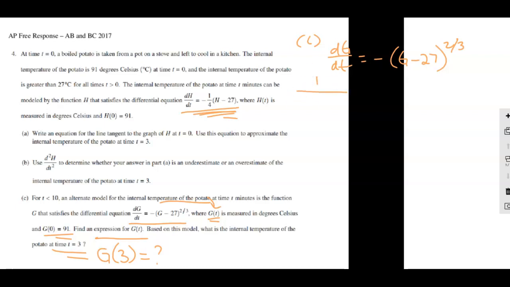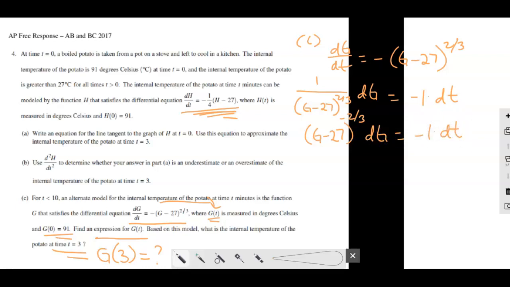Here we go. That chunk with the G minus 27, that's going to have to move over. So (G minus 27) to the 2/3 is going to be on the left with your dG. Then you have just negative 1 dt. Now if you need to, you could rewrite this as (G minus 27) to the negative 2/3 power, negative 1 dt. Let's do a little bit of u-sub work on the side. Right here, your u would be G minus 27. So the du would just be 1 dG. So really the u-sub is not going to kick out anything.